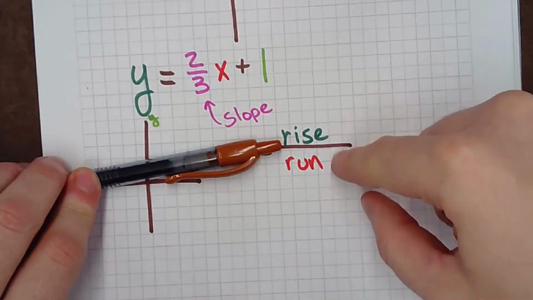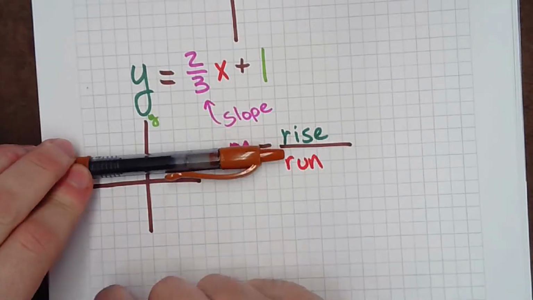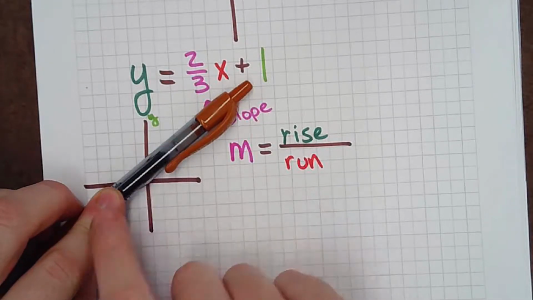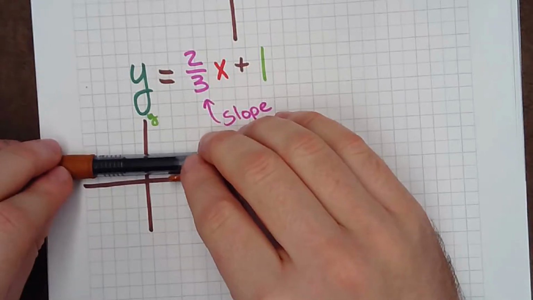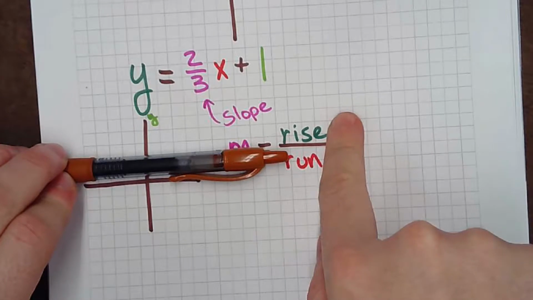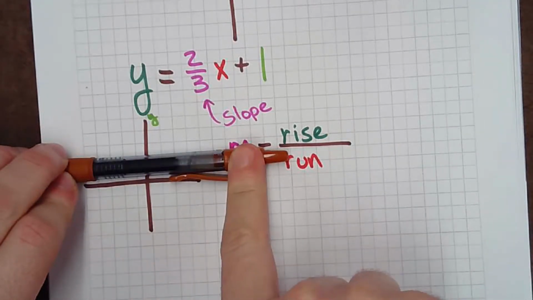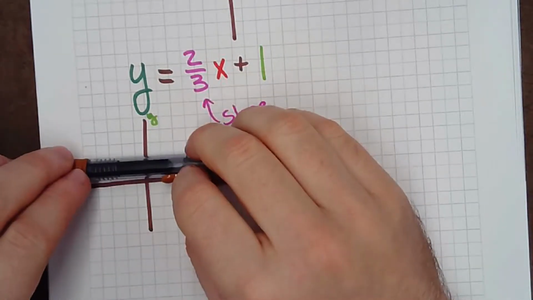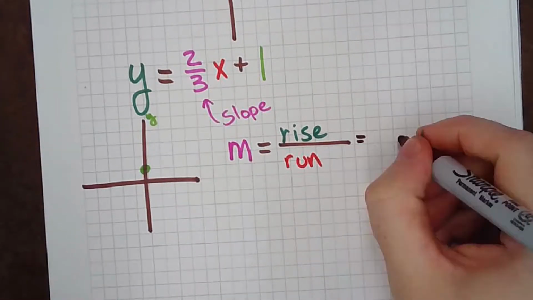So the closer this ratio is to 1 over 1, which is this ratio right here, every time we go over 1, we go up 1, the closer it's going to be to this line right here. And the closer it is to 0, which is this ratio right here, the closer it's going to be to a flat line, like 0 over 1, going up 0 over 1. So the bigger the number, the steeper it is, and the closer that number is to 0, the more likely it is to be a flat line. So how do we calculate slope? This is the slope formula right here.